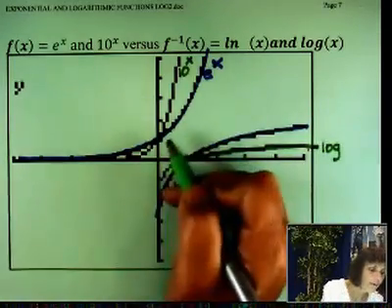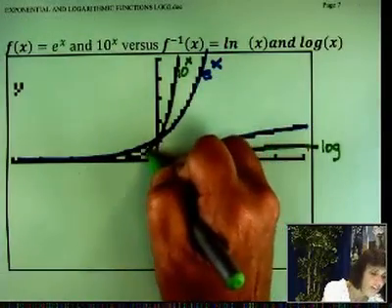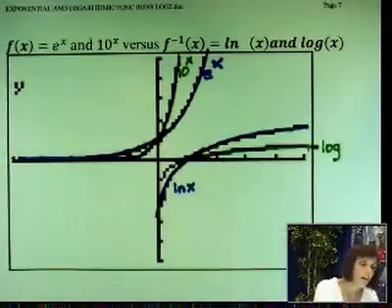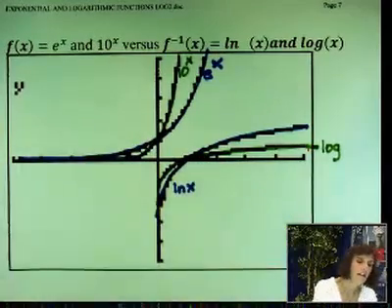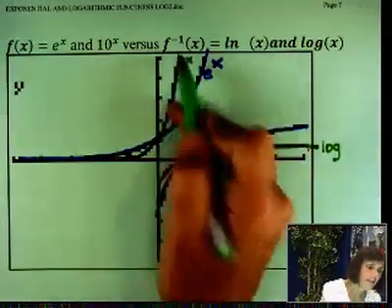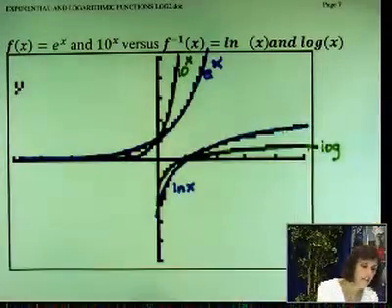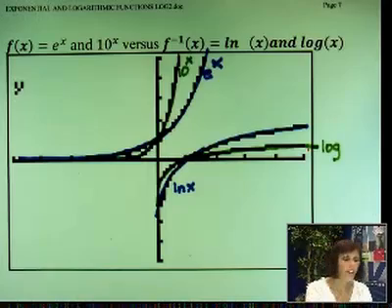And what will happen? Remember how this works? This is 10 to the x. It pivots. It's under. Okay, pivots. It's under. Do you see it? Here's my log and 10 to the x. Here's my ln and e to the x. All right. That's very good.